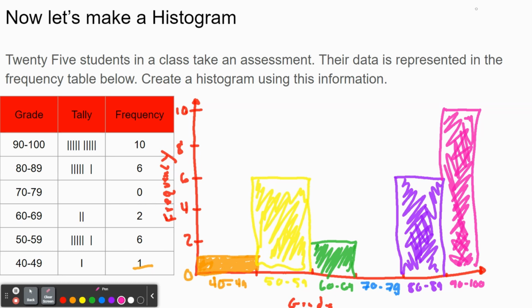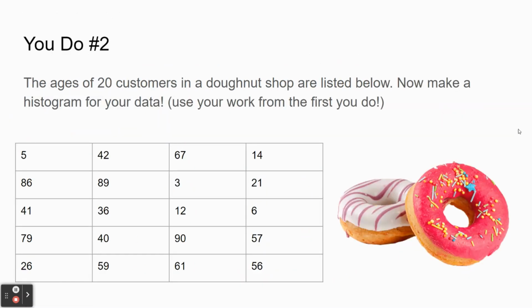We're going to go on to our second part of our udo. So for your second udo, again, you're going to use the same information from the first udo, but this time you are going to make a histogram for the data you found in your frequency table. As it says there, use your work from the first udo to help you do this. There's no reason that you should make another frequency table out of the same data. Just use that same frequency table. Pause the video, give this one a shot.